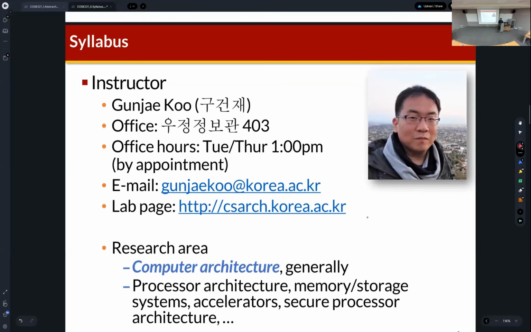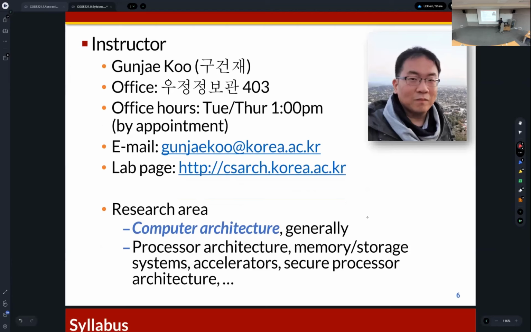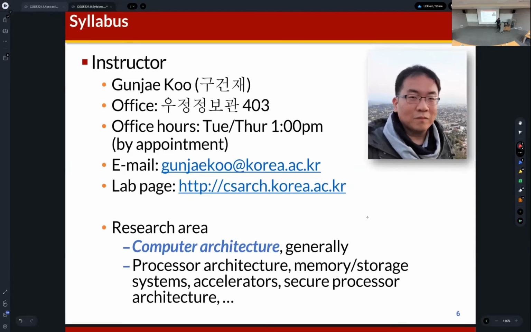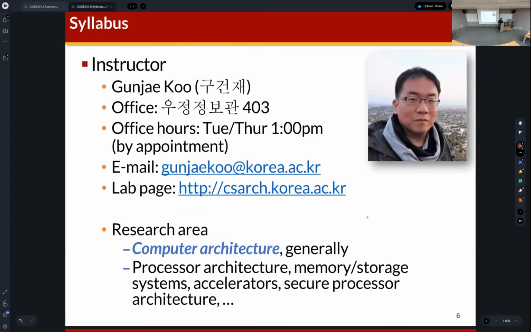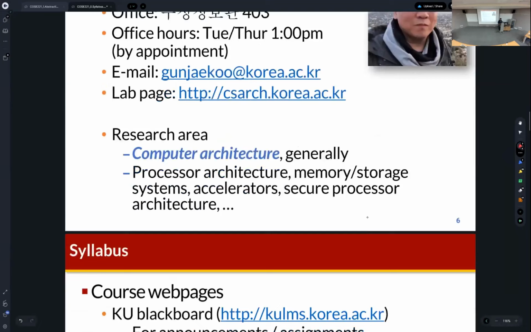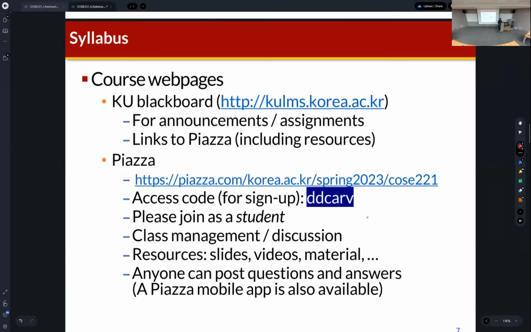Also, we have 2 TAs for this course, and I will post the TA information on Blackboard. My research area is computer architecture generally, and these are my research interests. If you are interested in my research area, you can visit my lab page.